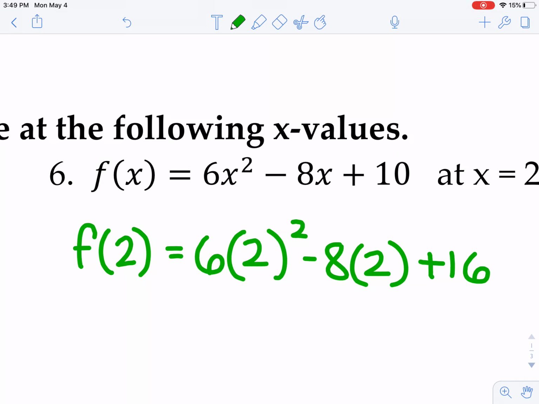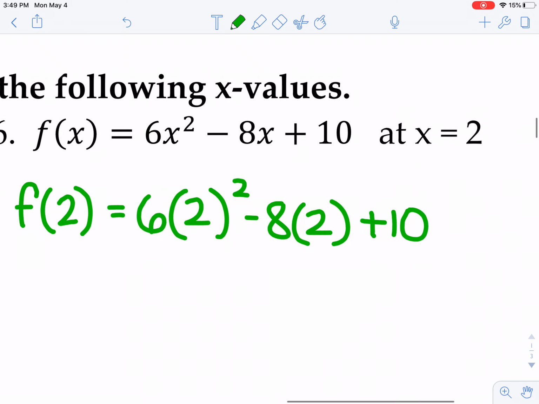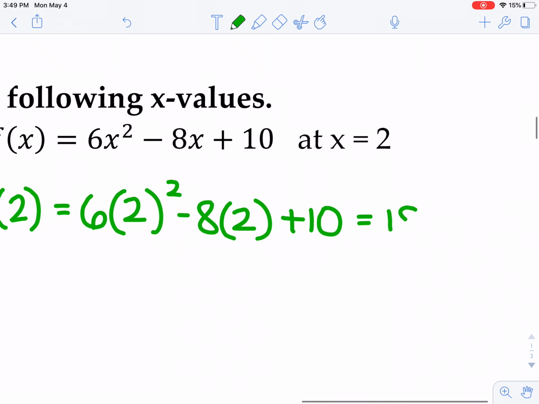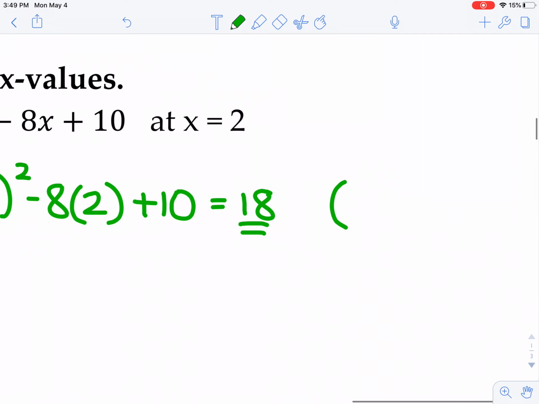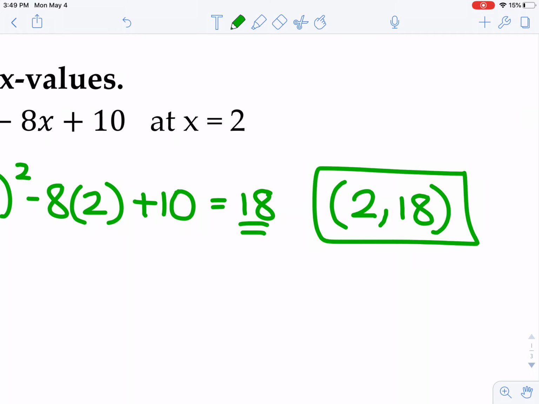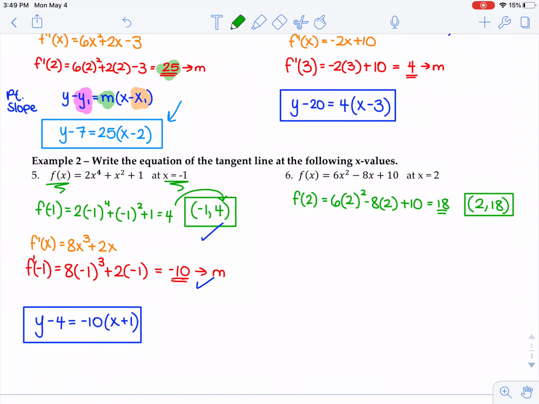Oh, silly me. I wrote 16 here, but that's because I was doing 8 times 2 in my head. This should be plus 10. So I got 18 when I plugged in. So that means the point is 2, 18. That's the point. Next, let's find the slope.